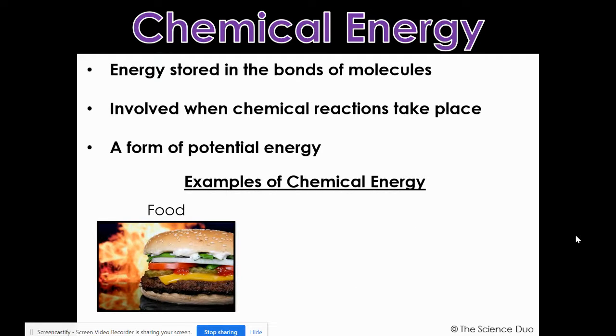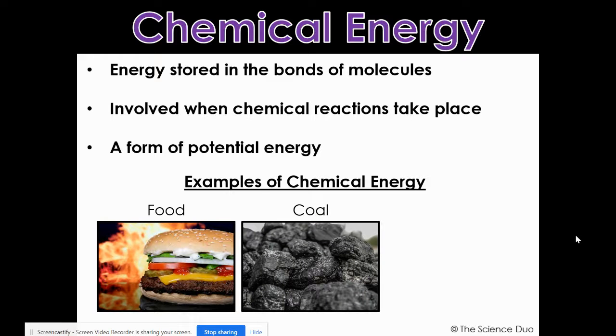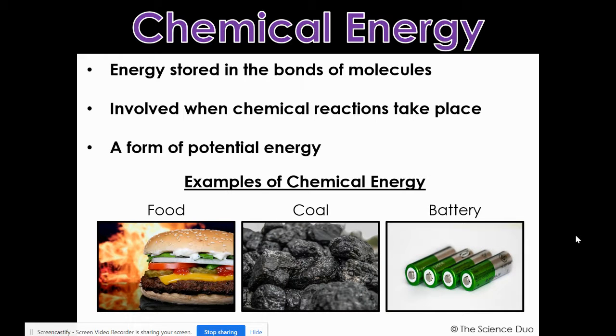So examples are food, coal, and a battery. Just sitting there by themselves, they are not making energy. But when we do something to the bonds in between those molecules that are inside the food or the coal, then we can get energy out of it.